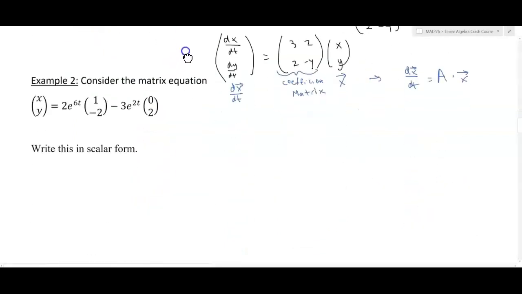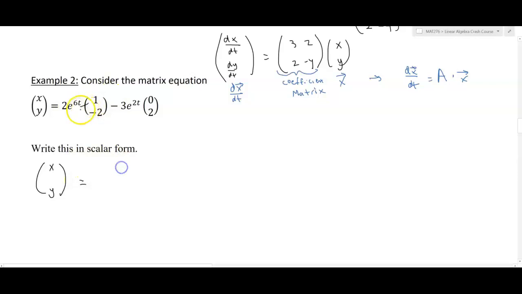So now let's work the opposite way. We have a matrix equation. We want to convert it into scalar form. So we want to have x equals equation, y equals equation. So the first thing we're going to do to bring this into scalar form is combine all of this stuff into one vector.